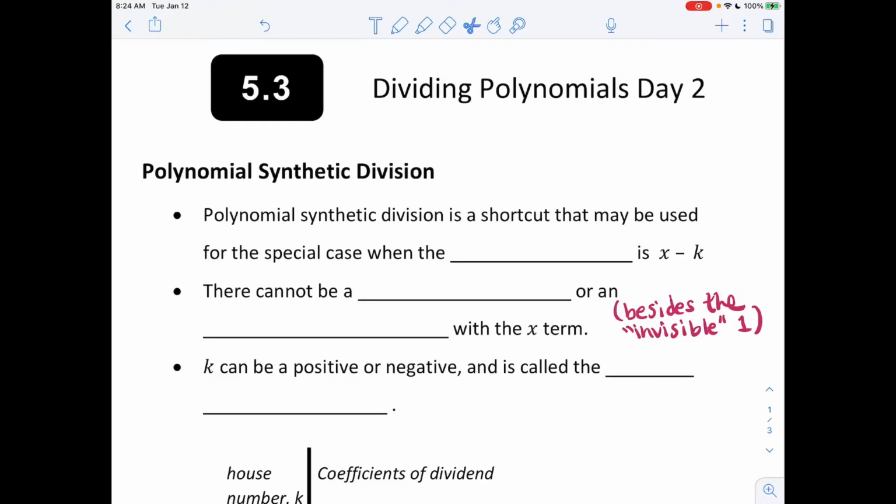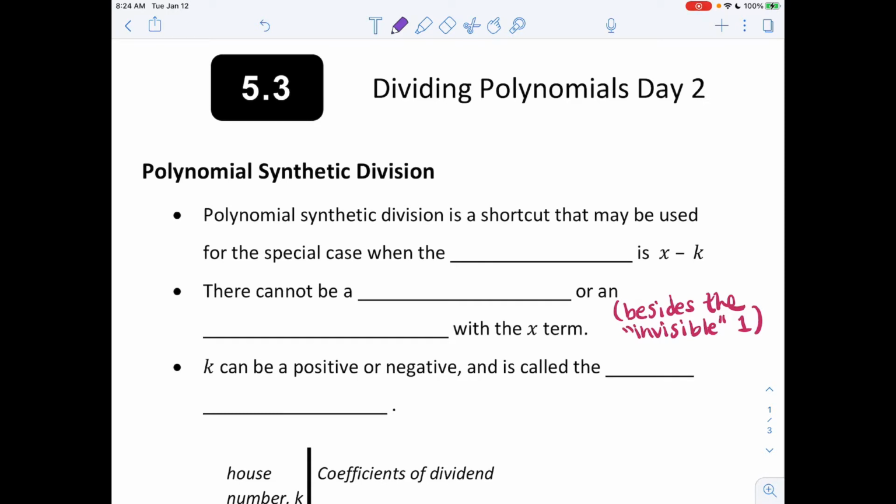Hi everyone. Today we're going to be talking about day 2 of dividing polynomials, and we're specifically talking about synthetic division today. Now, unlike long division, synthetic division can't be used on every single polynomial. It only works in a special case. But when this special case occurs, which it does very often, then it's a quicker, more efficient way to do division.